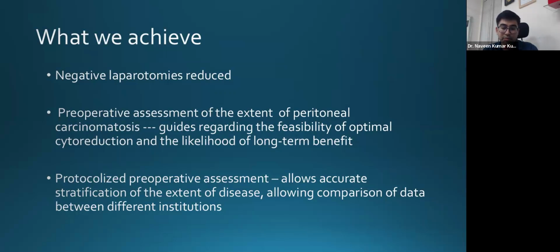Protocolized preoperative assessment allows for accurate stratification of the extent of disease. So once all the institutions are following the same protocol, then we can compare one institution's data to the other.